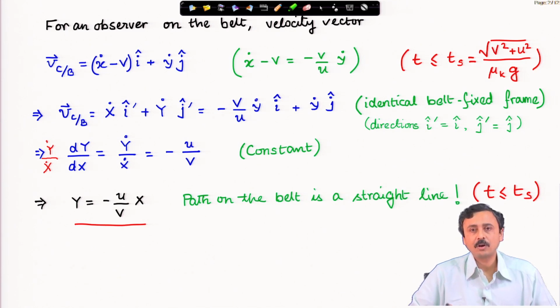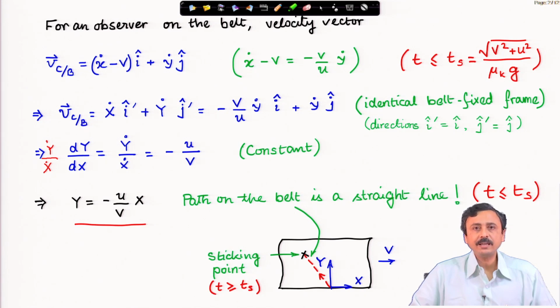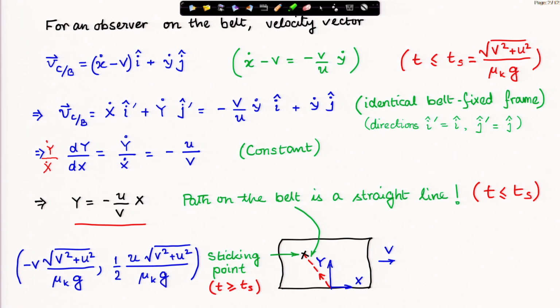Therefore, the path on the belt of the cylinder is a straight line, as long as, of course, time is less than the stopping time. This is the mark that will be left by the paint. At the point of sticking, which occurs at t equal to Ts, I exactly know the coordinates, which I can find out. This is straightforward algebra, I will leave it to you.